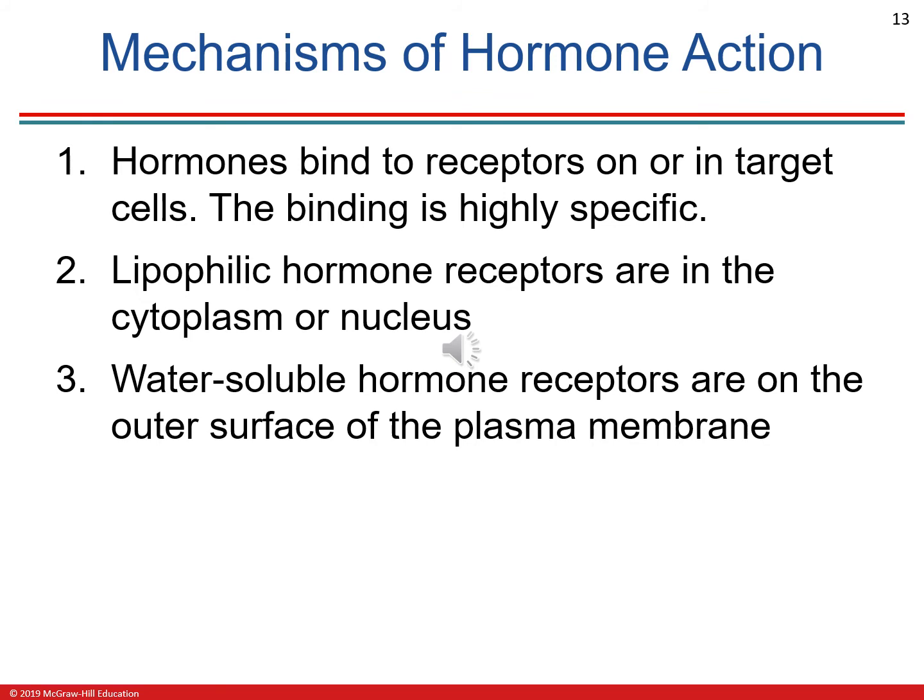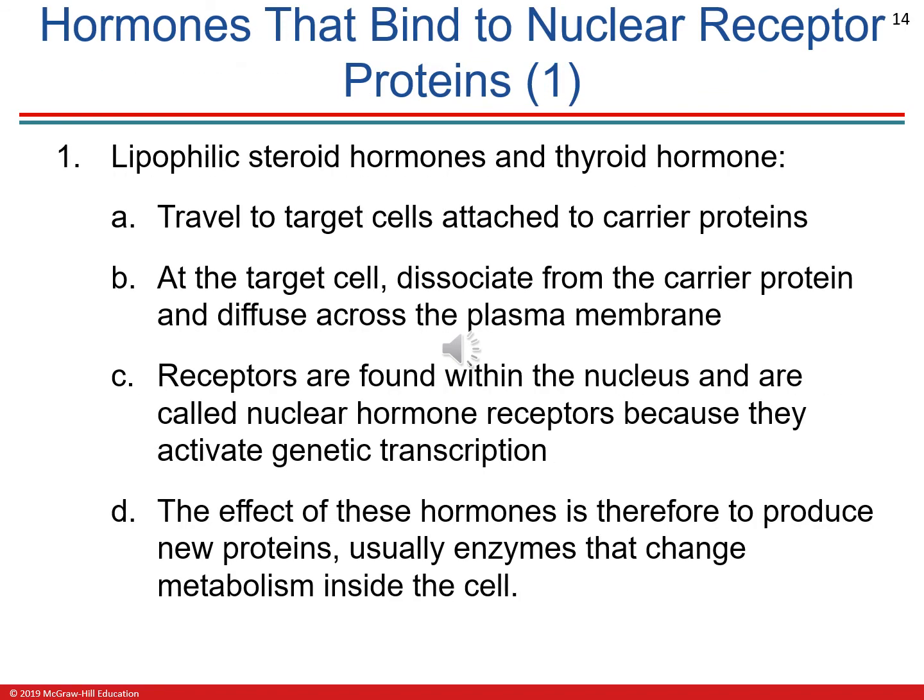On the other hand, the polar or water-soluble hormones, also called hydrophilic or lipophobic, need a receptor that allows them to cross the cell membrane. So that receptor is on the outer surface of the plasma membrane, or on the plasma membrane itself. Let me explain in more detail the different types of hormones and how they cross the cell membrane.